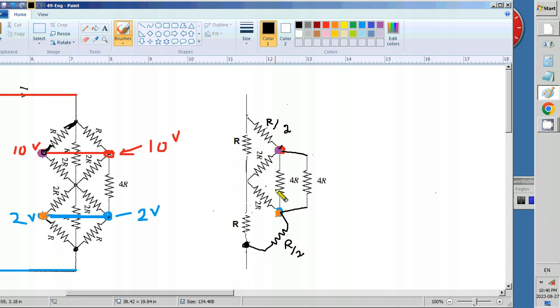Then what do you see? These two we can simplify, parallel. Na? Then 4R parallel, half of each. Then 4R divided by 2. That means 2R. 2R. Then I delete this one.